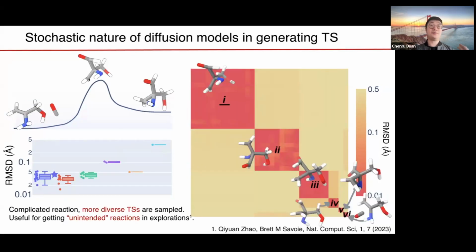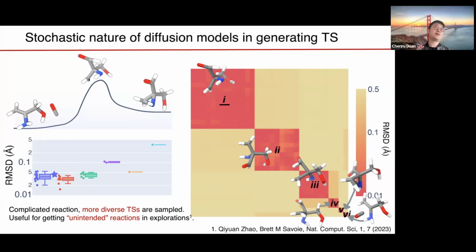And for reactions that are a little bit more complicated, we can see this behavior is exaggerated, in the case where we sample more diverse transition states. Even though we can get the true transition states occasionally, in many other times we will get more diverse transition states. It's good and bad in two senses. It's good because it will help us get unintended reactions, which will be very important when we generate the full reaction network, where even experienced chemists have no idea what it should look like.